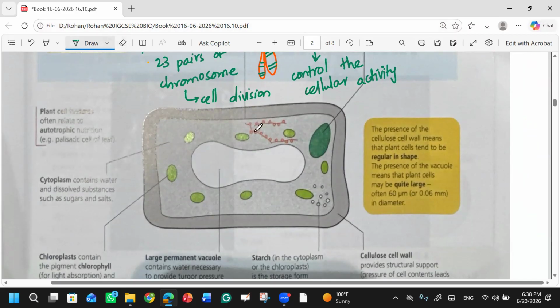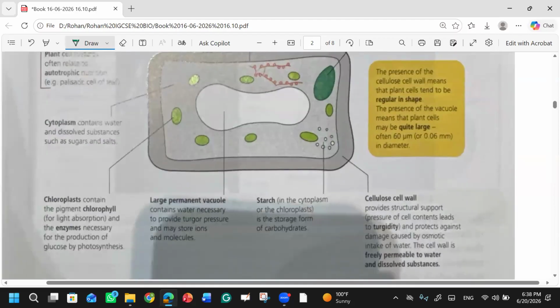Then there is a difference in the vacuole. This whiter portion is a large vacuole inside the plant cell. Plants have a large vacuole as compared to the animal cell, and this is permanent. It is not temporary, like in the animal cell. What is the function of the vacuole? It contains water necessary to provide the turgor pressure.